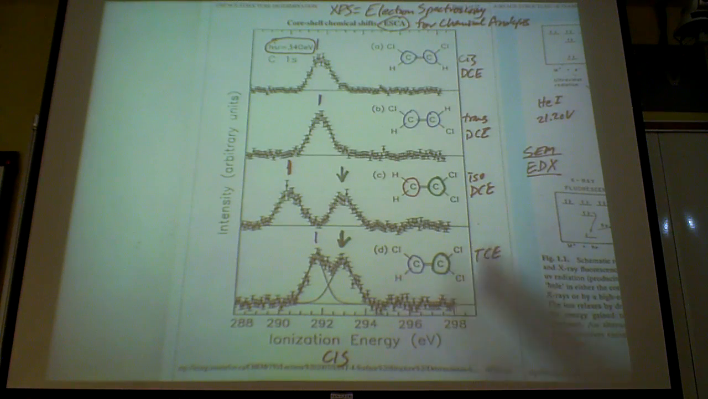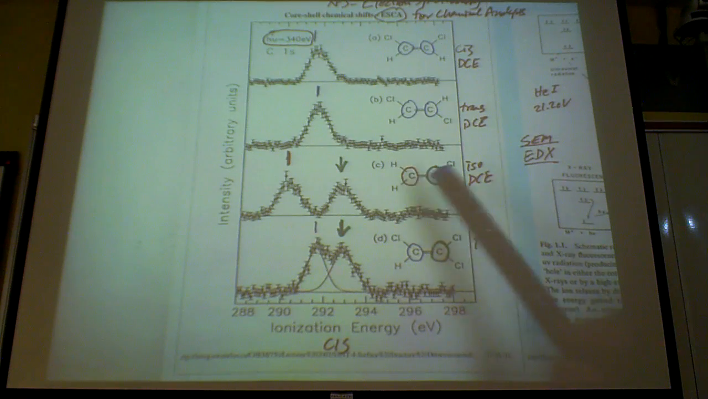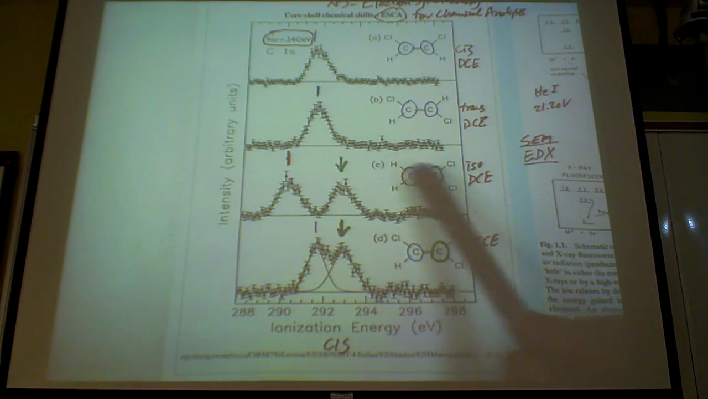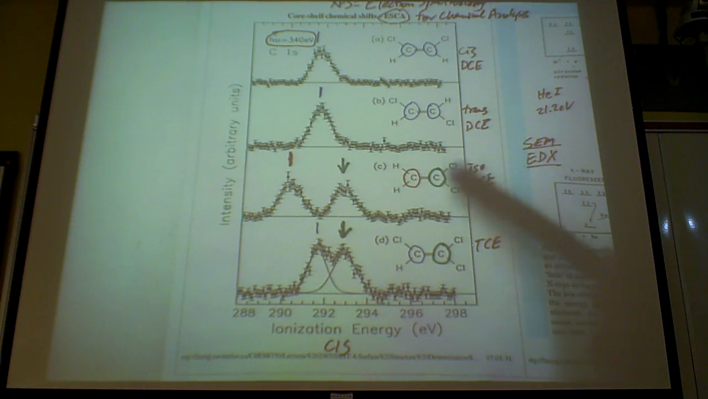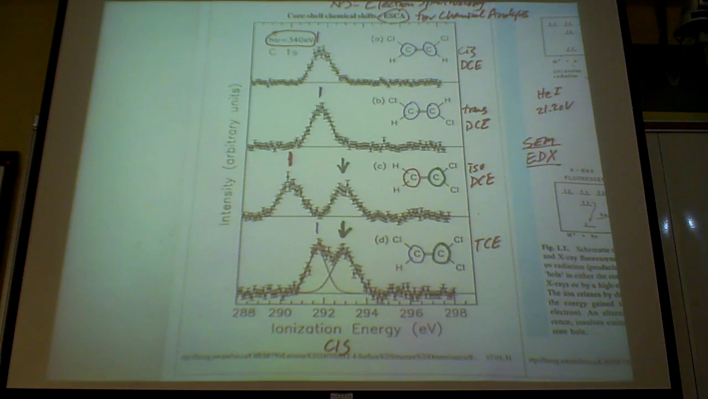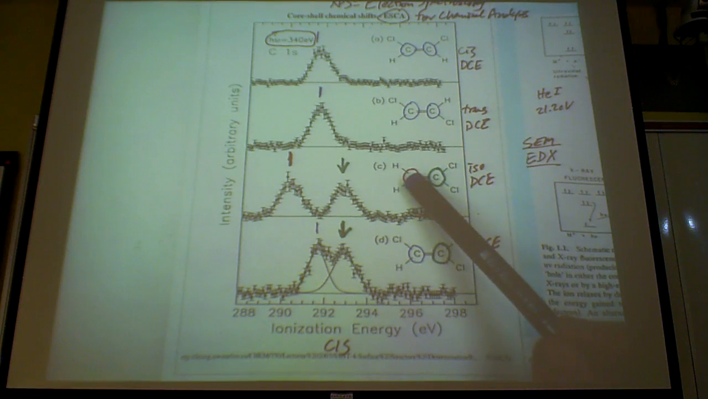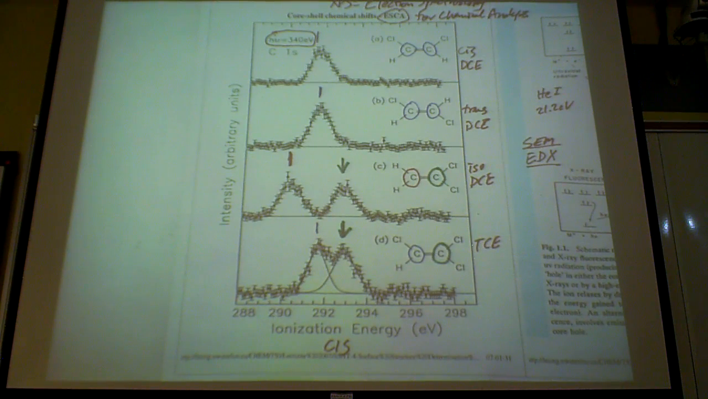However, if you look at isodichloroethylene, they are different because this carbon atom is surrounded by one carbon and two hydrogens. This one, on the other hand, is surrounded by two chlorine atoms and one carbon. According to Siegbahn, this carbon will experience a different molecular field than this one. The carbon 1s electron will experience a different molecular field, and therefore they should be located at a different binding energy due to this chemical shift effect.